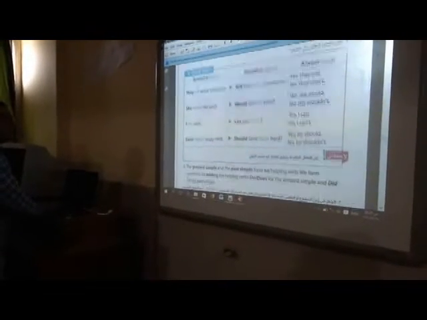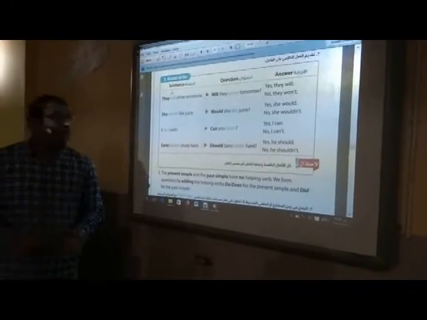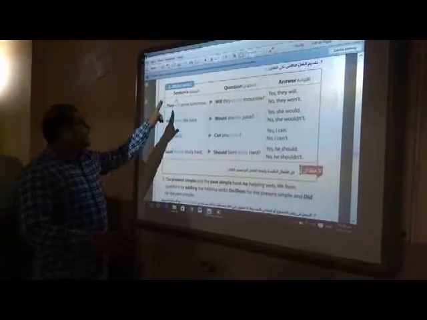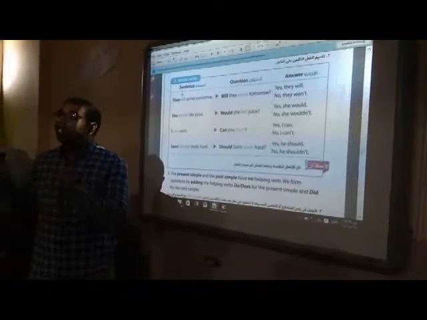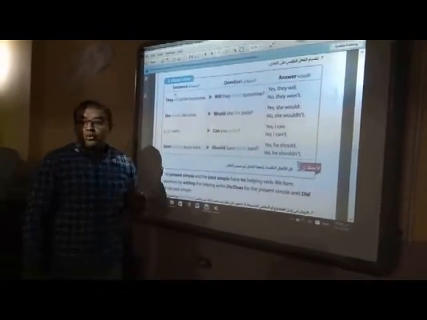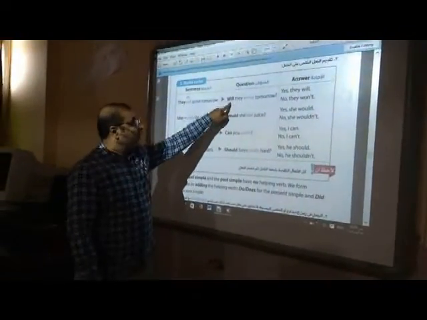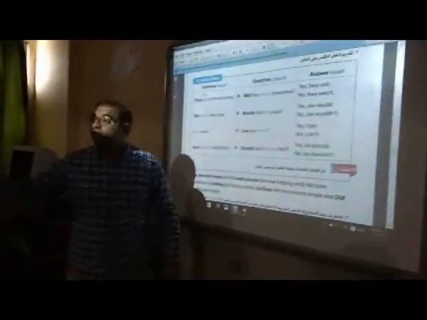Using the modal verbs. Modal verbs like will, would, can, shall, should. These words are called modal verbs, and we can start to make a question using one of these. Arrive tomorrow. Here you can say, will they arrive tomorrow? The answer, yes, they will.